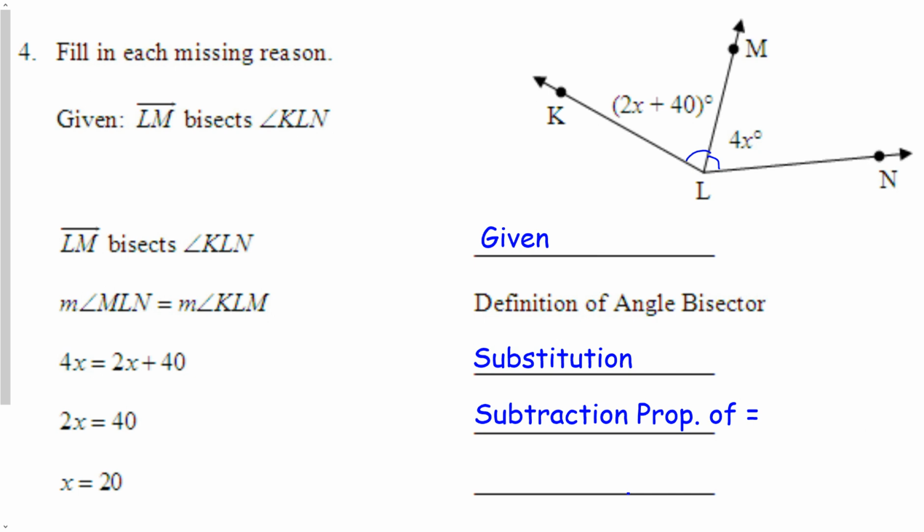And then lastly, how do we finish with x equals 20? What property are we using to get to that point? That would be the division property of equality. If you just write division, that is perfectly fine.